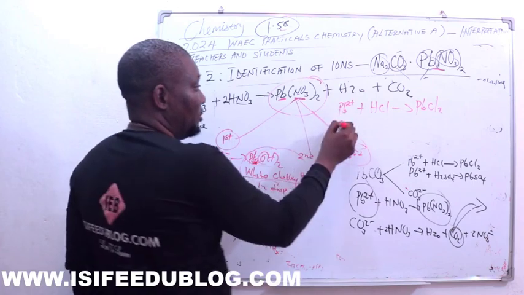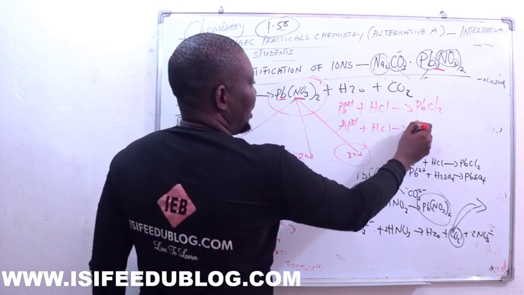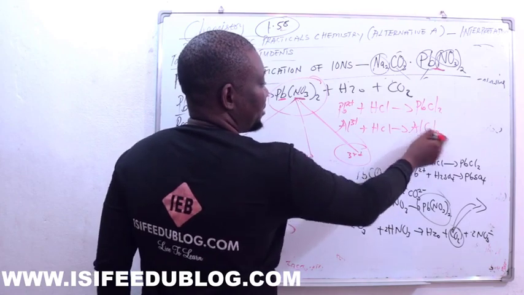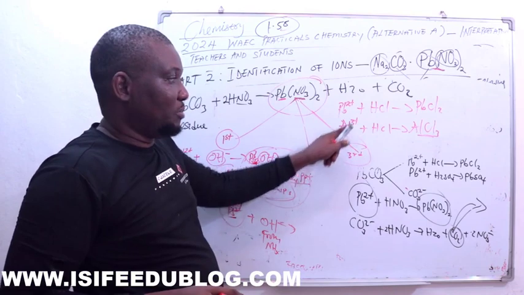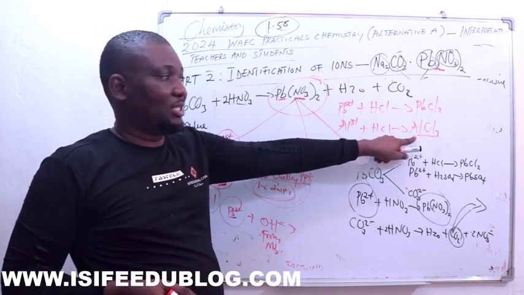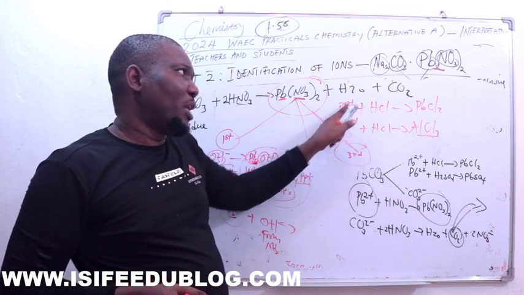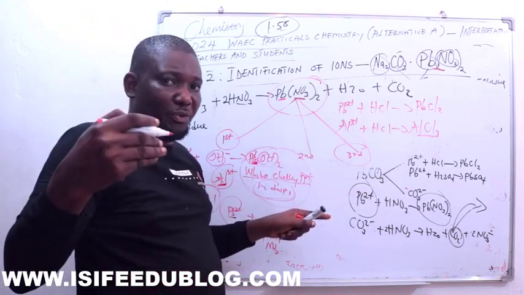But if it is aluminum, what you have is aluminum chloride, which is a chloride that is still soluble. So if aluminum is present, no precipitate is formed. You just can't see a white precipitate form. So on forming a white precipitate, it means that it is lead. You must warm it to be very sure.